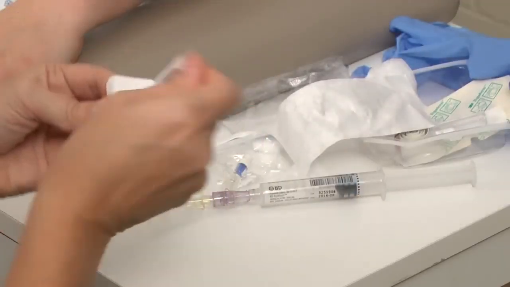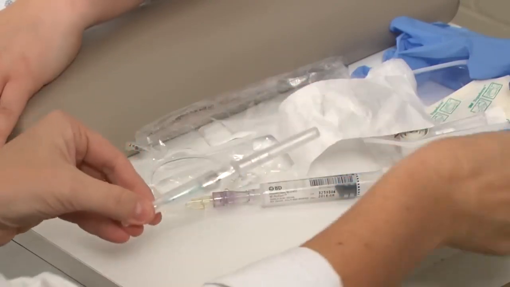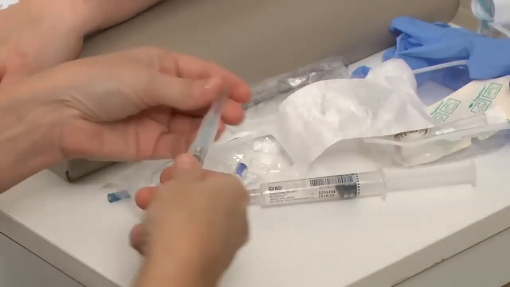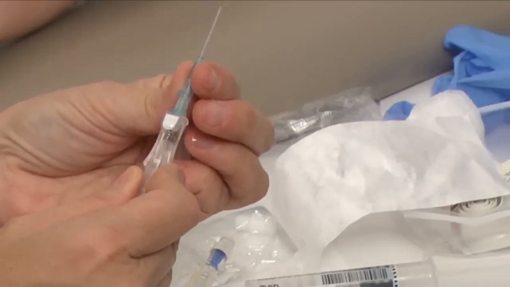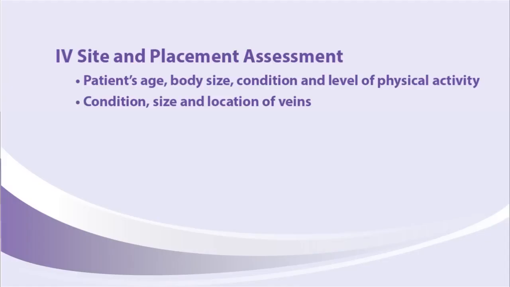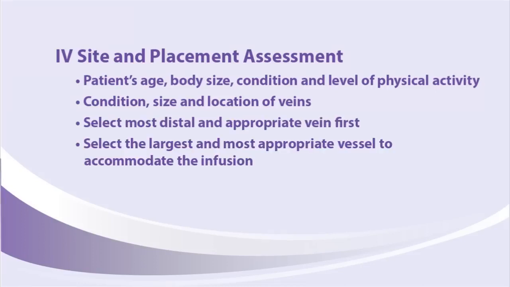Next, prepare your angiocath. You will need to release the catheter from the needle now to aid in insertion. This is done by a slight twist of the catheter. This is also a good time to reassure your patient. The nurse needs to consider the patient's age, body size, condition, and level of physical activity, and condition, size, and location of veins when choosing a vein for the IV. Ideally, select the most distal, largest, and appropriate vein first to accommodate the infusion. This is especially important if the patient will be receiving IV therapy long term.